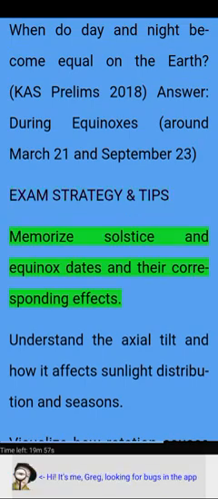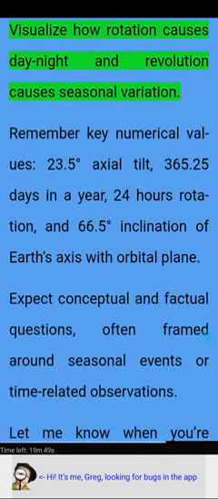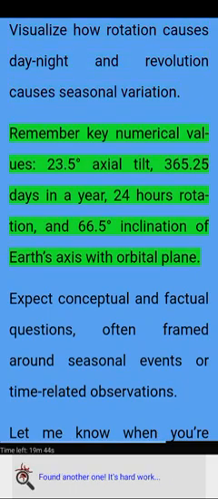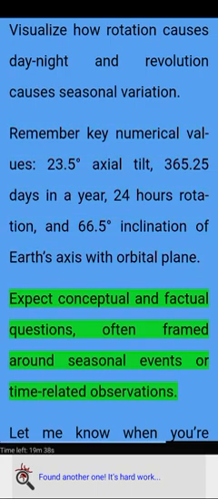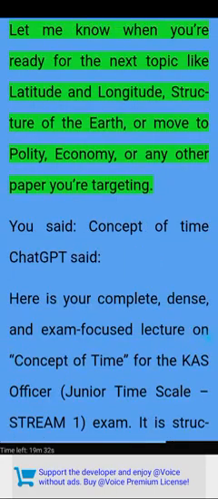Exam strategy and tips. Memorize solstice and equinox dates and their corresponding effects. Understand the axial tilt and how it affects sunlight distribution and seasons. Visualize how rotation causes day-night and revolution causes seasonal variation. Remember key numerical values: 23.5 degrees axial tilt, 365.25 days in a year, 24 hours rotation, and 66.5 degrees inclination of Earth's axis with orbital plane. Expect conceptual and factual questions, often framed around seasonal events or time-related observations.